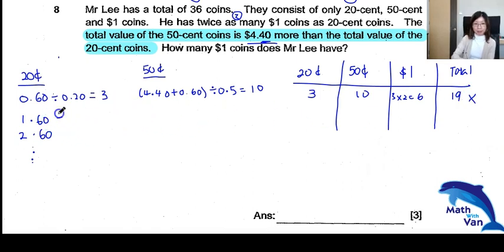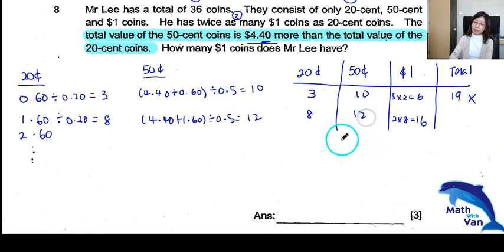So let's try the next one. So if I try the next one, then there will be 8. If this is 8, then here will be 2 times 8. That will give me 16, right? And let's take a look here. So I have 4.4 plus 160. That will give me $6. And $6 will give me 12 50 cents. So 8 plus 12, 20. 20 plus 16, 36. So that is my combination.